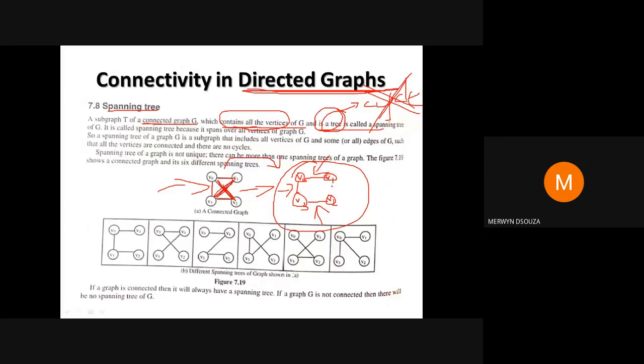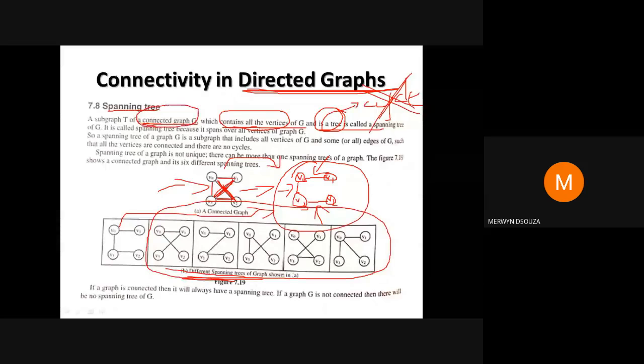Now this is not the only spanning tree that can be derived from this. There are different versions of spanning trees. So they have shown you here different types of spanning trees. I showed you this one, I showed you this one, and there are other ones that you can derive from that. Again, you can check there are no cycles in them. Take any of these other diagrams and there are no cycles, and it is a connected graph.